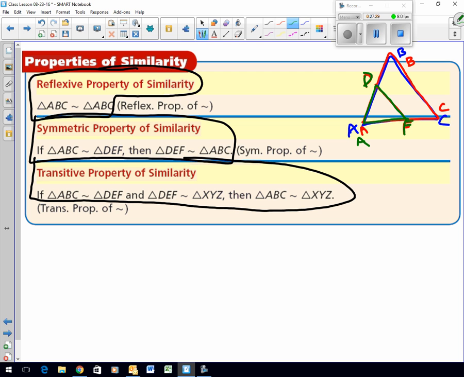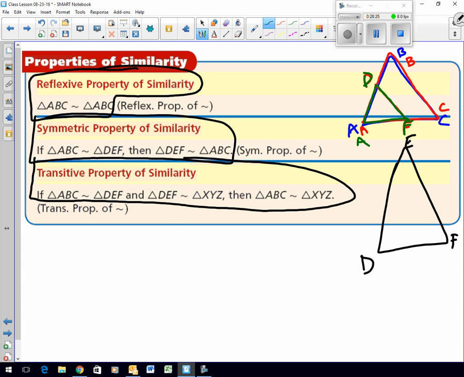My symmetric property simply says this. Say I take a triangle down here and call it D, E, F. I know it's not the same. Watch this. Triangle ABC is similar to triangle DEF. Pretend like it is. The symmetric property says, then triangle DEF is similar to triangle ABC. See what I did? ABC is similar to DEF. Well, if that's the case, then DEF is similar to ABC. It's like, duh.